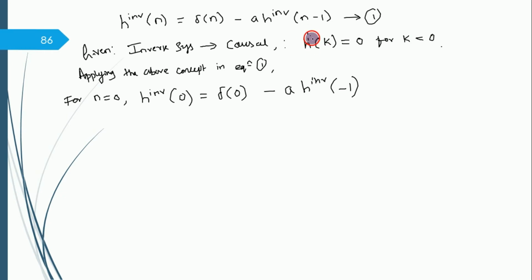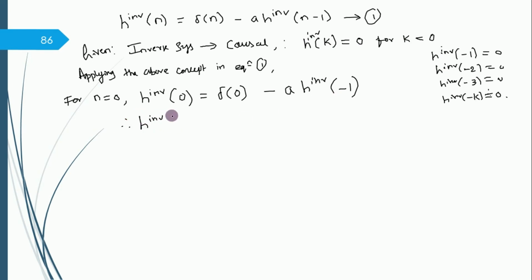So let me write it as inverse itself, because I am designing the inverse system. H inverse of k is equal to 0 for k less than 0. Here the meaning is that H inverse of any negative value, minus 1, is 0 because it is a causal system. H inverse of minus 2 is 0. H inverse of minus 3 is 0. So for any H inverse of minus k, the value is 0. That's the meaning of causal system. Hence this value goes to 0.